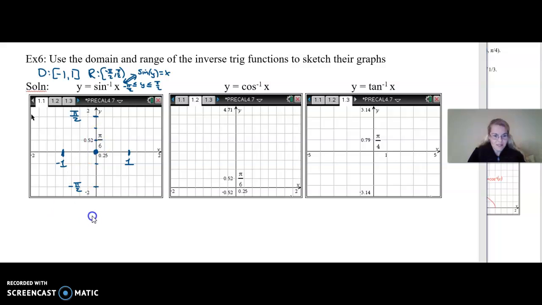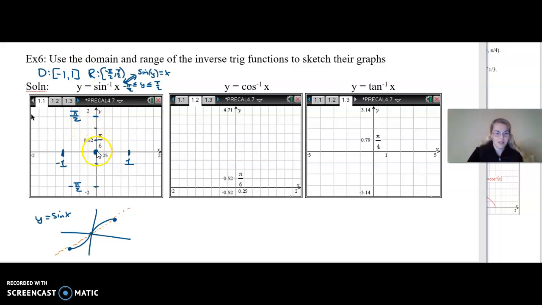And if it helps, it might actually be helpful. What does your sine function look like? y equals sine of x, right? It goes like this, and it goes like this. So if we're going to think about concavity, I'm concave down here, and I'm concave up on the back side. When I'm graphing the inverse, I'm going to be flipping it over that line. So that's going to flip the concavity.